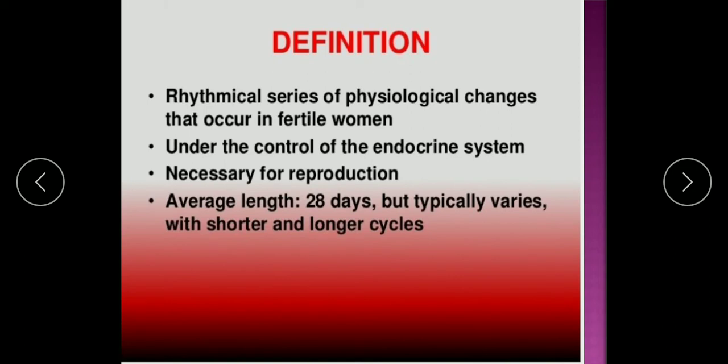Definition: the rhythmic series of physiological changes that occur in fertile women under the control of the endocrine system, necessary for reproduction. The average length is 28 days, but it typically varies, with shorter and longer cycles. This process is controlled by the endocrine system and is very essential for reproduction.